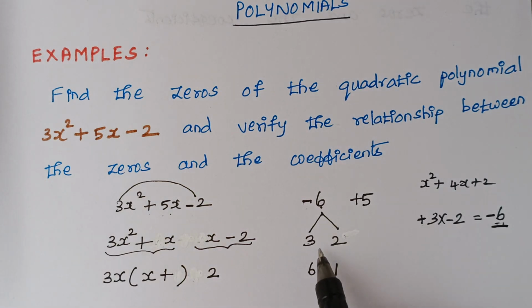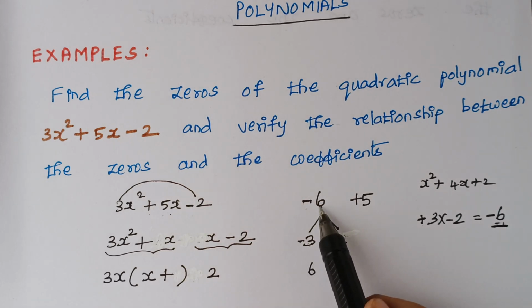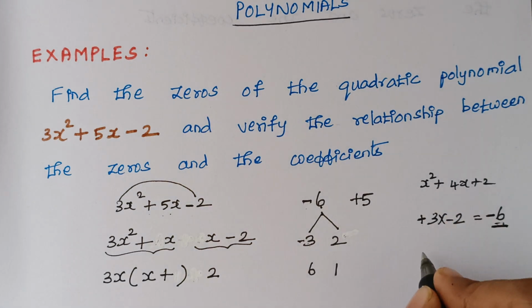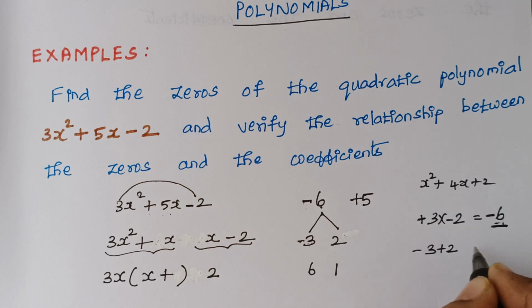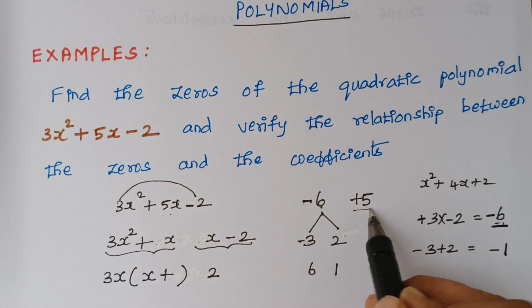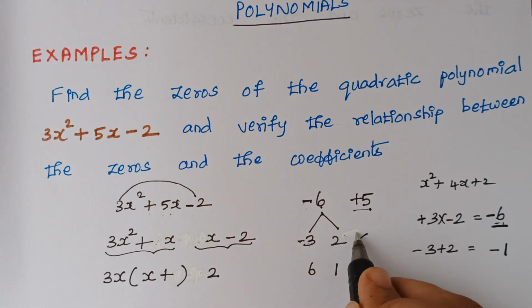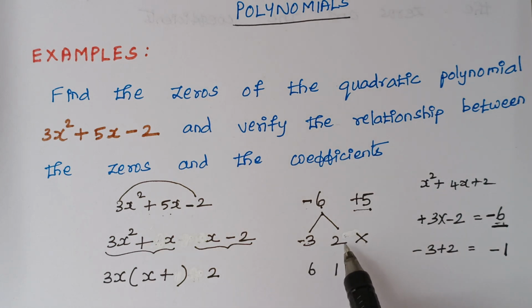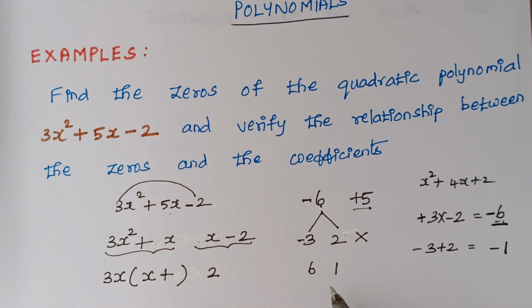So here when you look, we can have even minus 3 into 2, that will give you minus 6. But when you add minus 3 plus 2, that will give minus 1. But what we need is plus 5, right? So we should not take this criteria. We should not take these two numbers, and move with the second one.